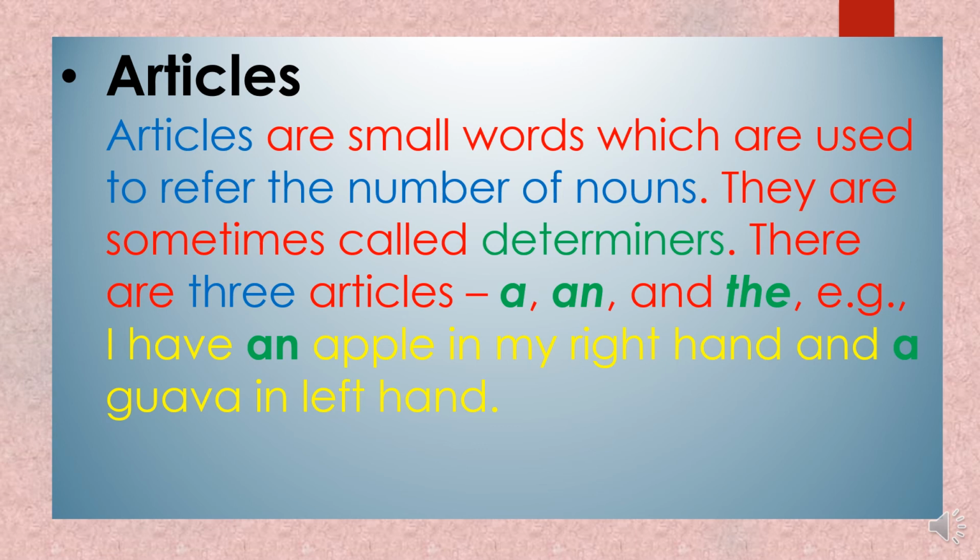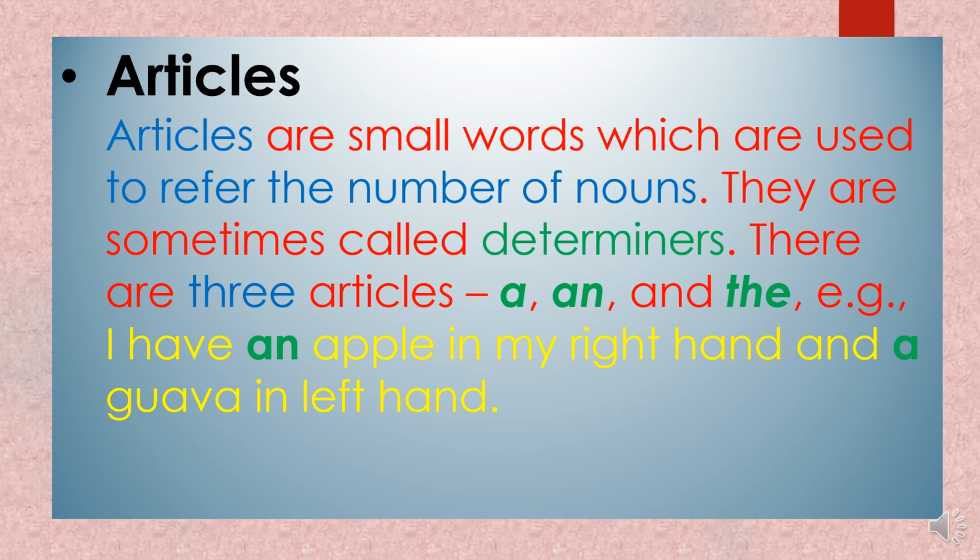Articles are small words which are used to refer to the number of nouns. By this we get to know what number the noun is. They are sometimes called determiners; articles are also known as determiners. There are three articles: a, an, and the. Example: I have an apple in my right hand and a guava in the left hand.